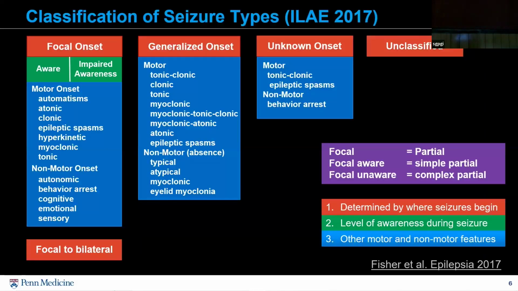I just want to make everyone aware of the now not so recent update in epilepsy terminology and seizure classification, which reflects where seizures begin, the level of awareness during seizures, and other associated features of semiology. What we used to call partial seizures are called focal, arising in one region of the brain, and may have preserved or impaired awareness and other features. Focal seizures can spread to involve both hemispheres, so focal to bilateral. Alternatively, seizures can be generalized in onset, involving both hemispheres simultaneously, or of unknown or unclassified onset.